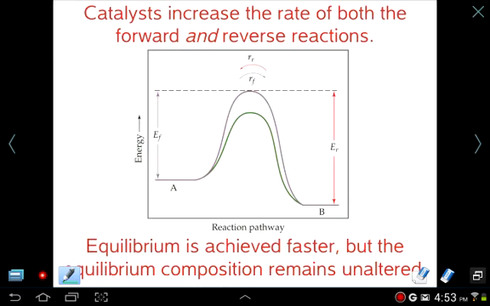So here it says, because we have an equilibrium, we can think about a reaction coordinate diagram. We've seen this before. We can think about this as going forward and backward. So we can think of this as an equilibrium system. And a catalyst, recall, lowers the activation energy. This is the energy of activation. So it allows the reaction to get to equilibrium faster, but the equilibrium composition remains unaltered, which means we don't change how much product or reactant we have at equilibrium.